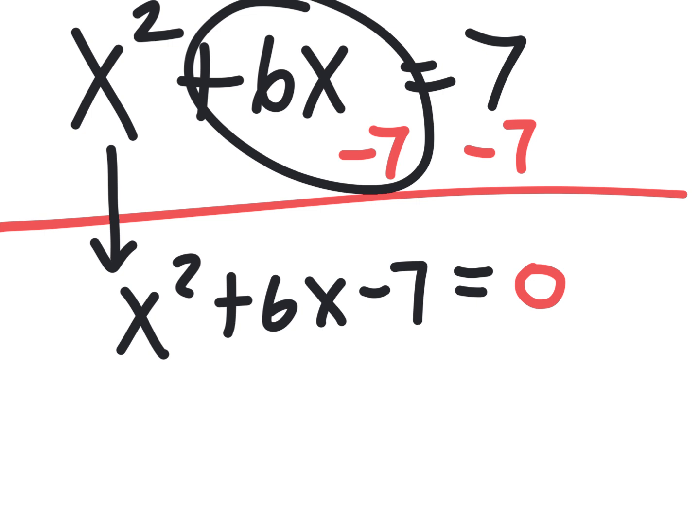Factor it. You know the first step, parentheses. You know the second step, put in your x's. You know the third step, put in the signs. And then it'll just be one thing left. The numbers.